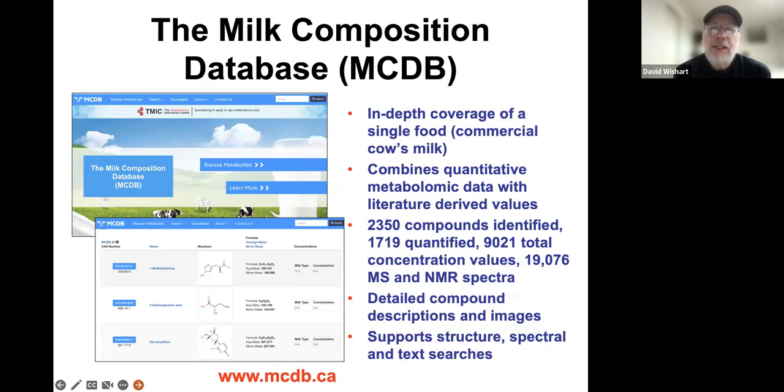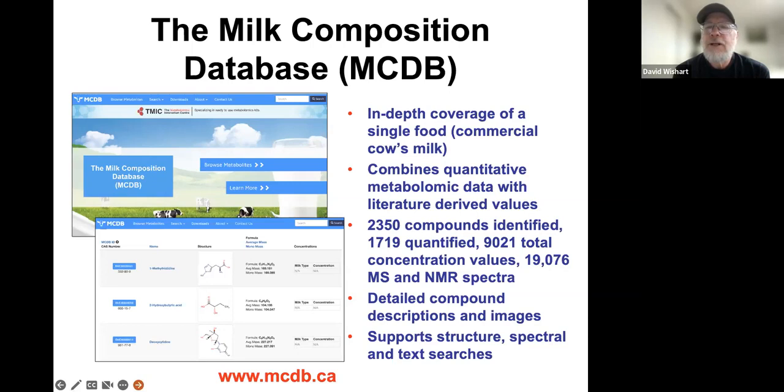So we've used kits like these, as well as other methods, to characterize a number of different foods. A couple of years ago, we characterized the milk metabolome, or the milk composition database. This is a combination of both experimental work as well as literature work. So in the milk you may have had this morning in your cereal, there are at least 2,300 compounds within a typical glass of milk.